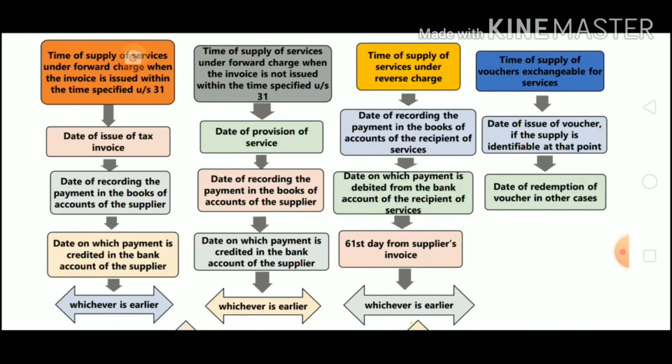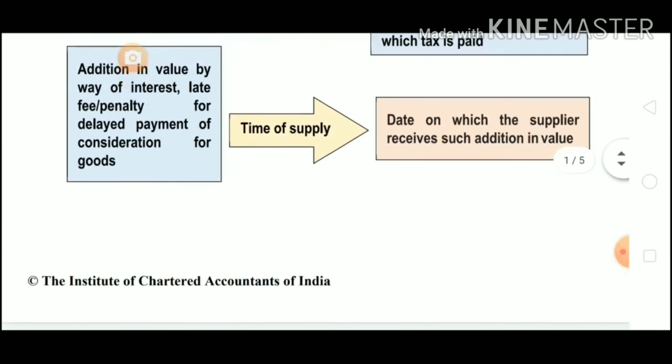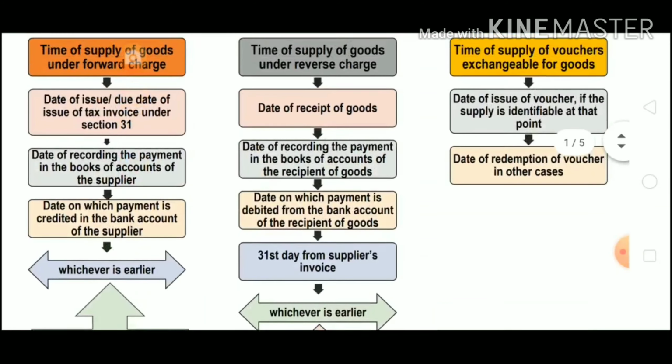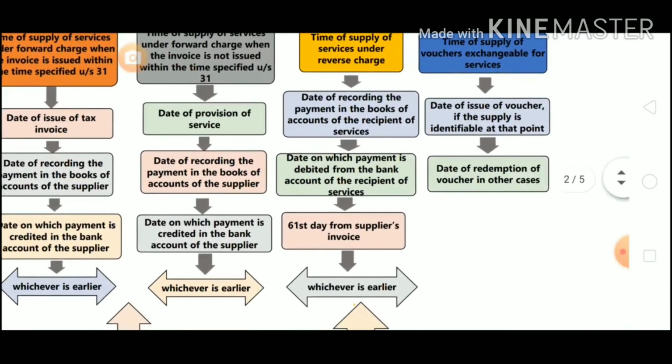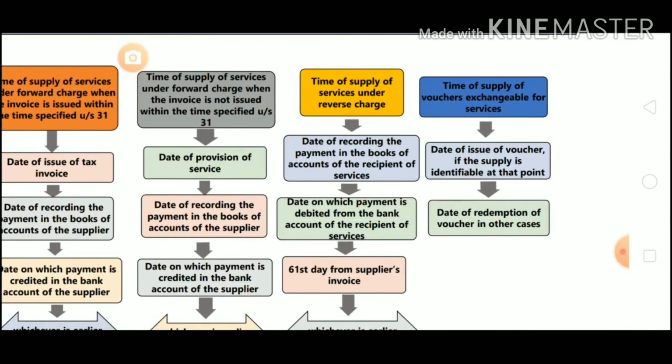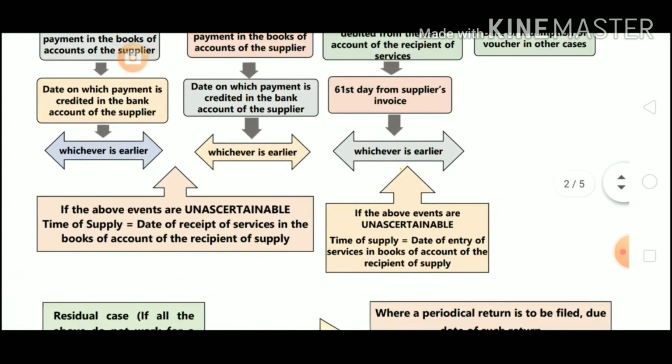In this case also 3 dates. We have to take the earlier of 3 dates. In goods, see this, we were supposed to take earlier of 3 dates, then here 4 dates are there, so it's just a small way to remember. Now in case of voucher, it's same. If the supply is identifiable at that point, then date of issue of voucher, otherwise date of redemption, it's same as in case of goods. Now what is given here, I guess I skipped one thing. Yeah, in this case I skipped this thing.